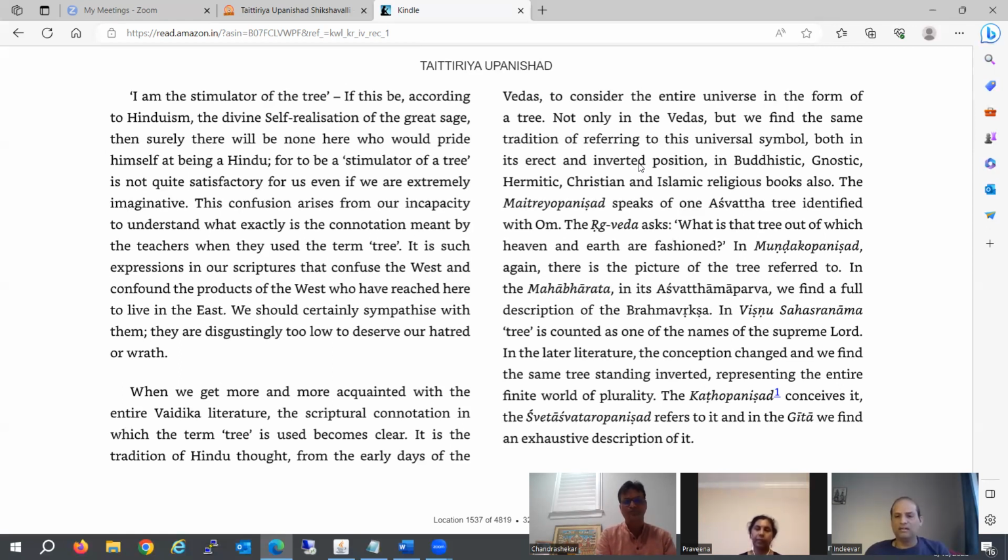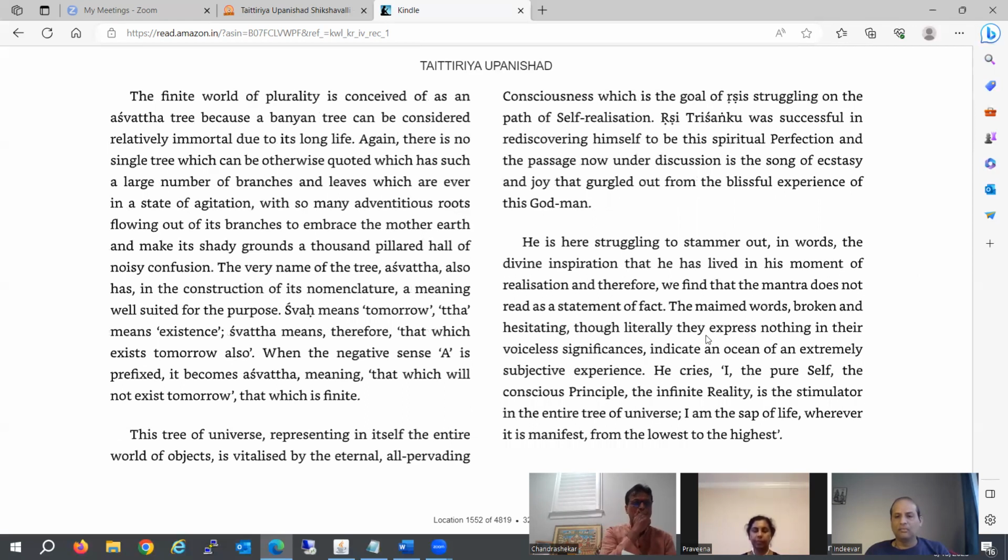The finite world of plurality is conceived as an Ashwatha tree, because a banyan tree can be considered relatively immortal due to its long life. Again, there is no single tree which can be otherwise quoted, which has such a large number of branches and leaves, which are ever in a state of agitation, with so many adventitious roots flowing out of its branches to embrace the Mother Earth and make its shady grounds a thousand-pillared hall of noisy confusion.